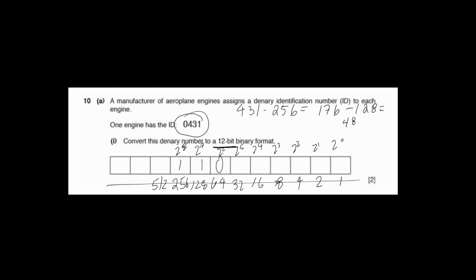But 32 is small enough to fit into 48. So we can put 1 right here, and we're going to subtract 32. That's going to give us 16. And that means we're going to put a 1 right here because 16 matches perfectly with 16. And we're actually just done now. So we're going to do 0, 0, 0, 0. And that's going to be our answer.